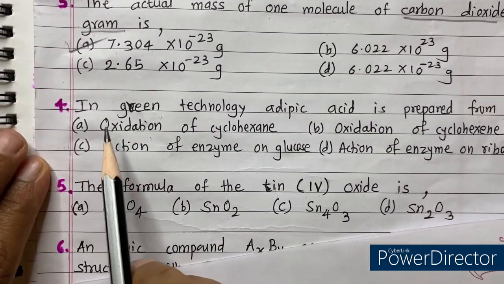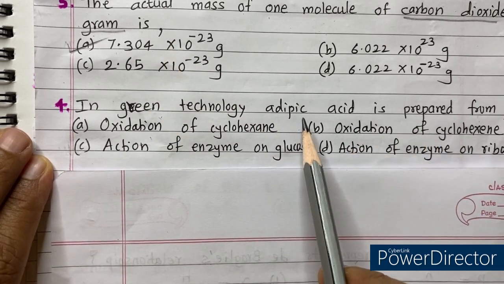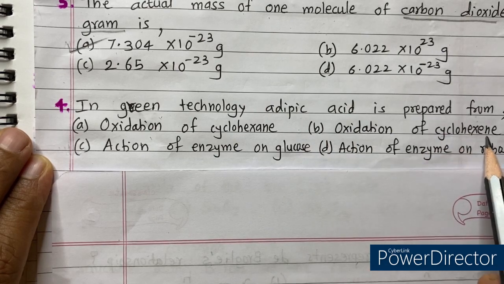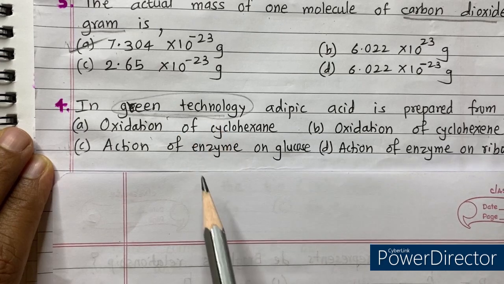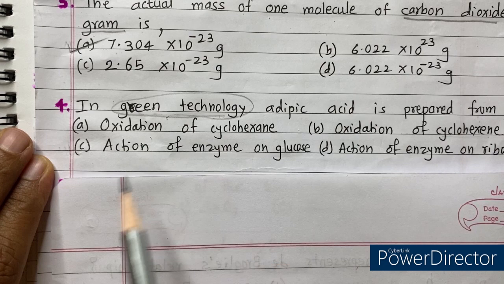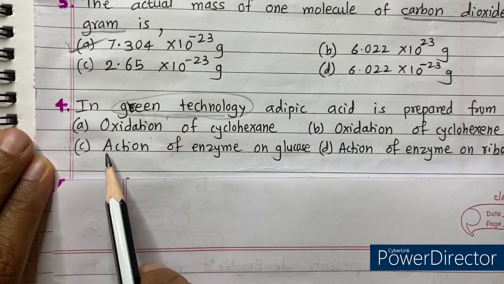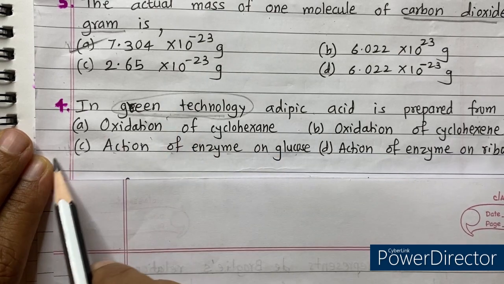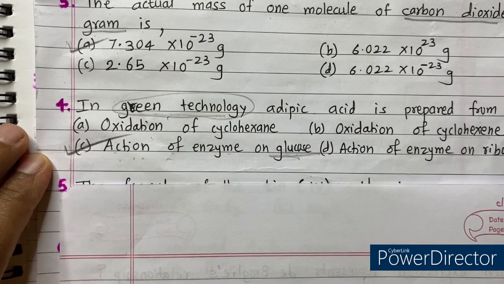Next question: in green technology, adipic acid is prepared from? You studied that adipic acid is obtained by oxidation of cyclohexene, but the question asked is about green technology, that is, it should be prepared from a biodegradable compound, that is, a natural compound. You remember adipic acid is prepared by the action of enzyme on glucose in green technology, so the answer is this one. Okay, next question.